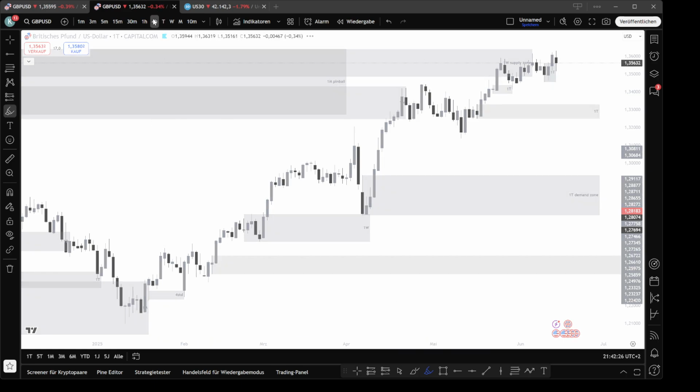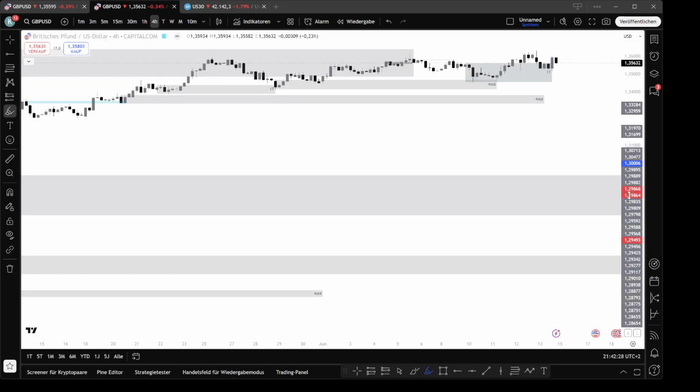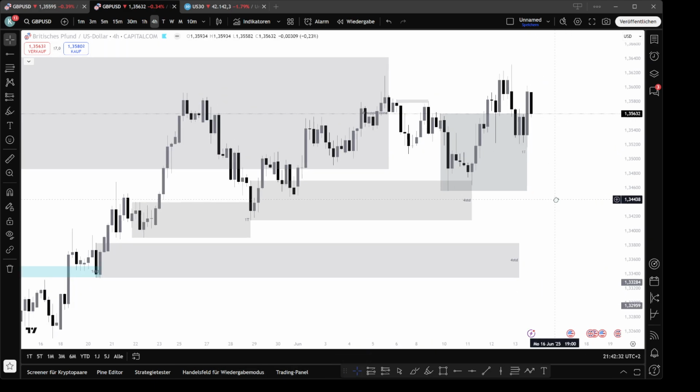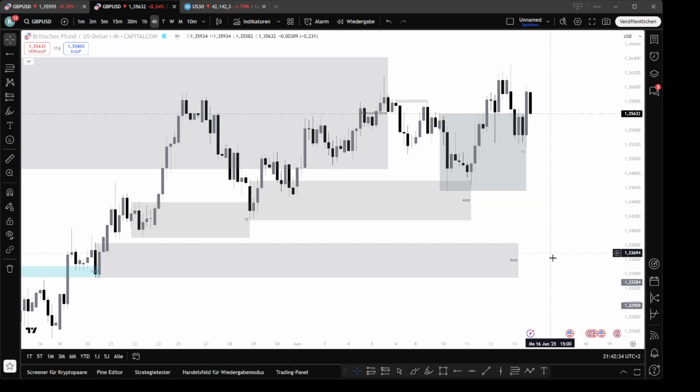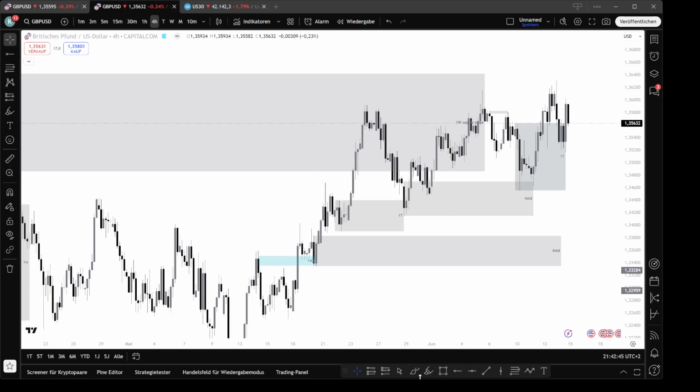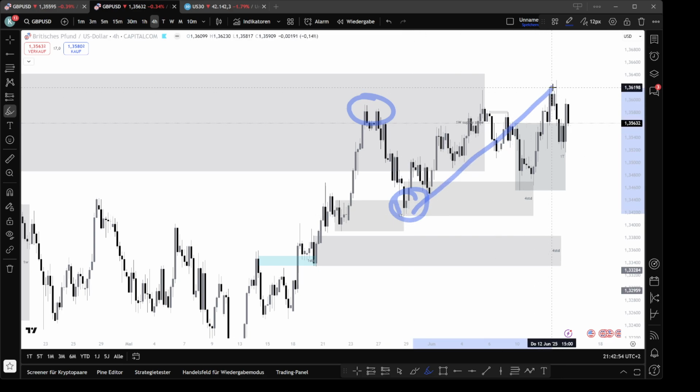So I scale to the 4-hour time frame, and within it I have to go into the market to see what's happening. First, what do we have to do? I always like to identify market structure. See, the same concept. This is a swing high that created this low, which went up to create this high.